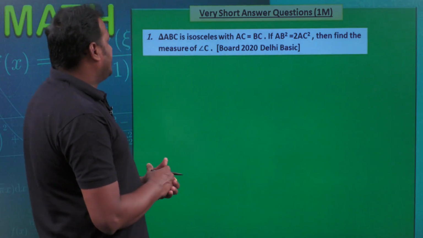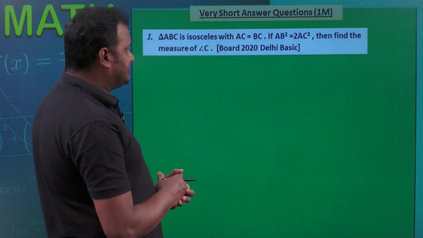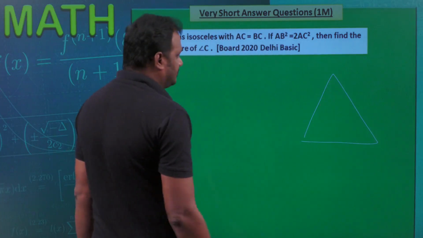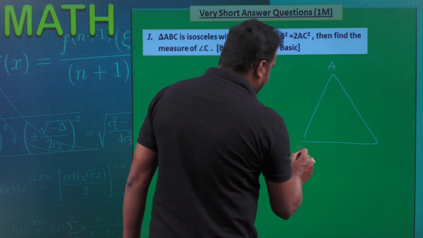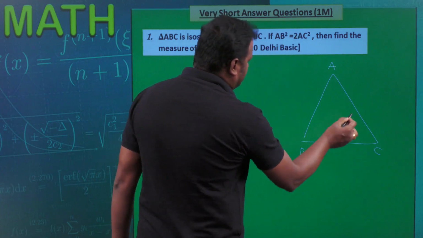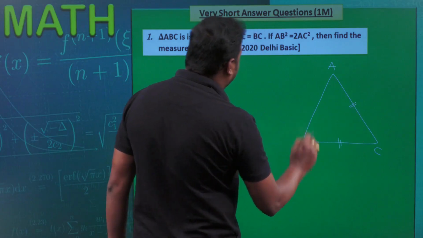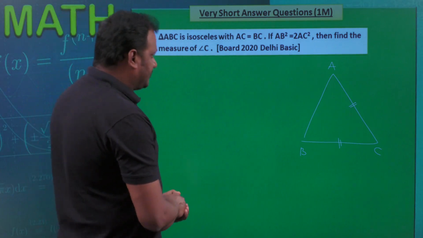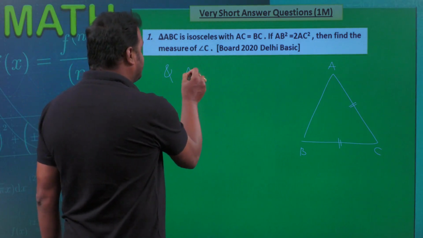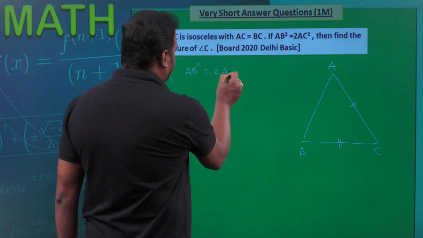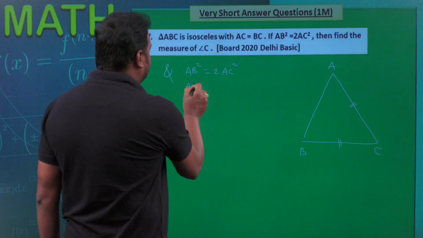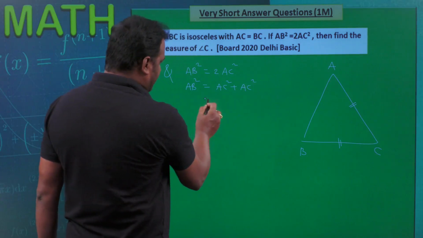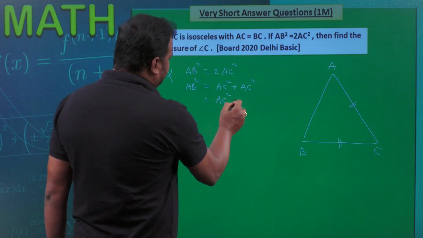See the first problem. ABC is an isosceles triangle with AC equal to BC. I am going to draw one isosceles triangle with AC equal to BC. For example, this is A, this is B, and this is C. AC is equal to BC. If AC is equal to BC and AB square is equal to 2AC square, right? So I can write this as AB square is equal to AC square plus AC square. Can I write like that? Which is equal to AC square plus one more AC square.